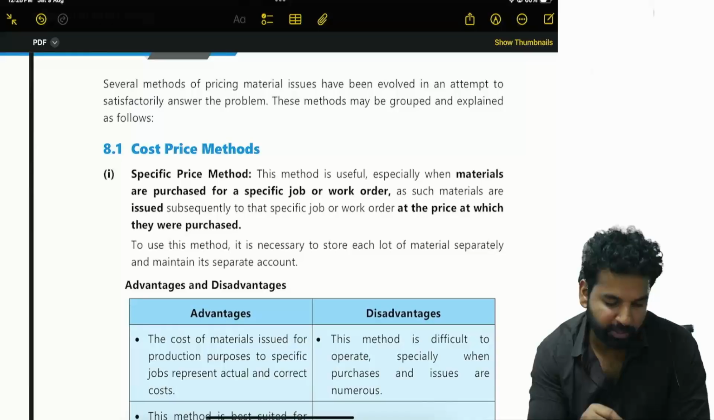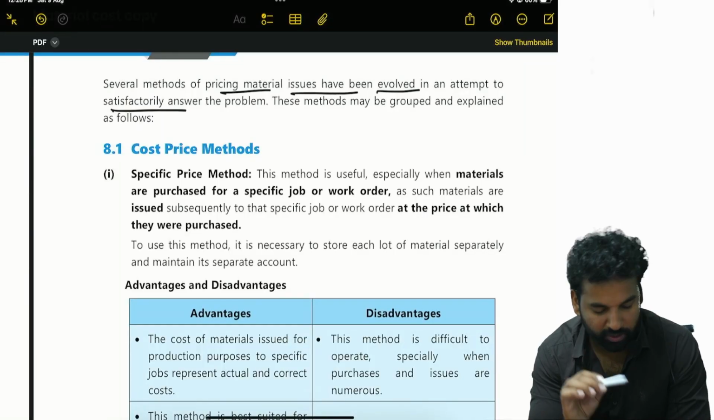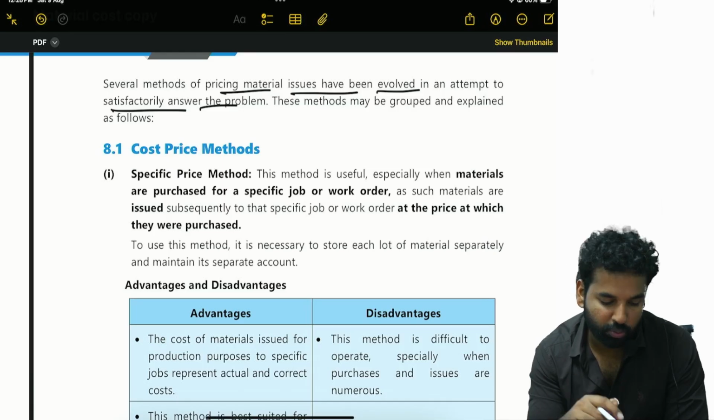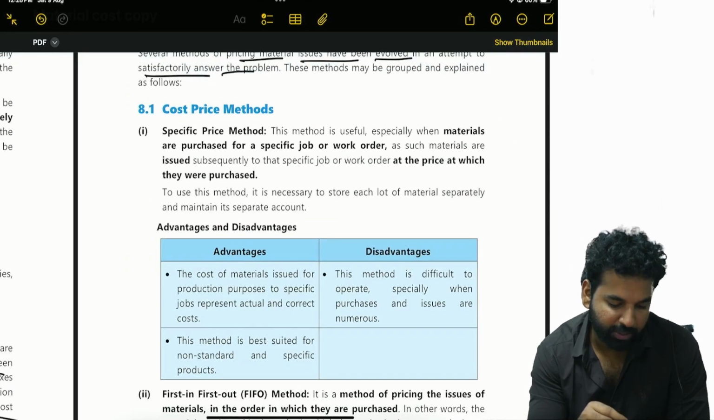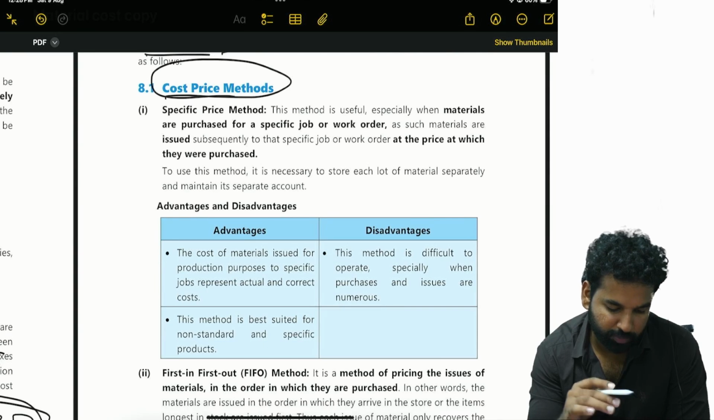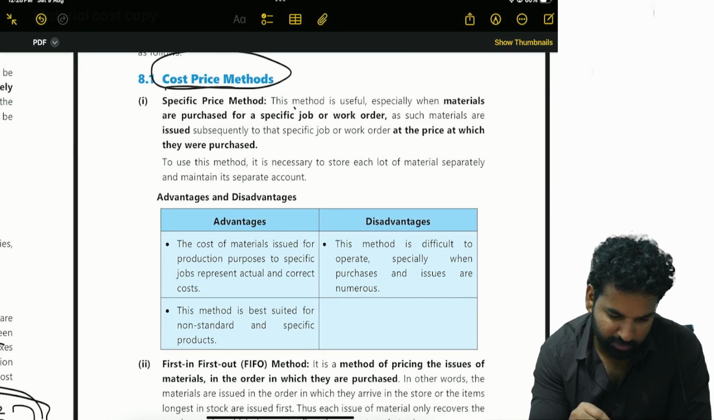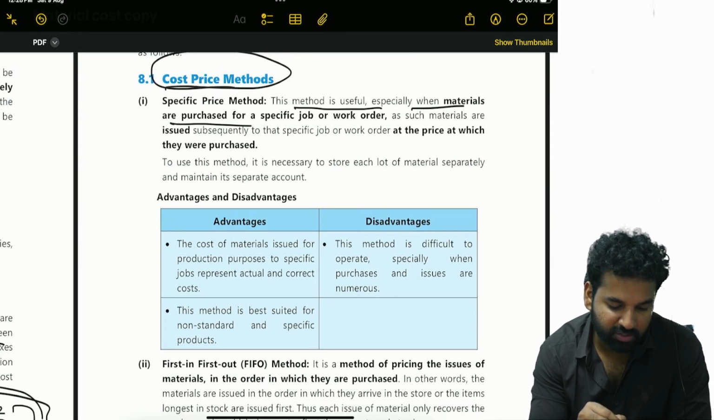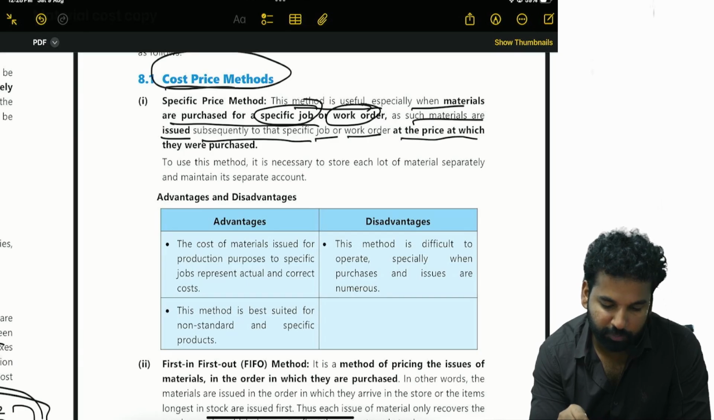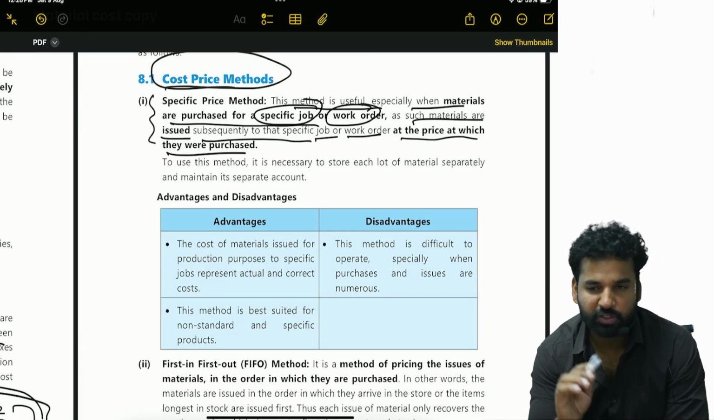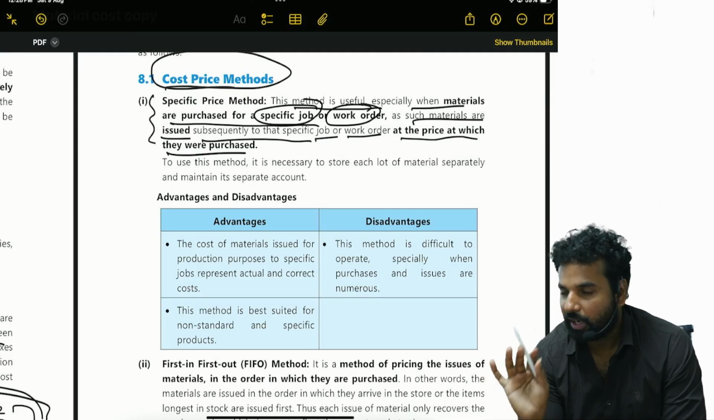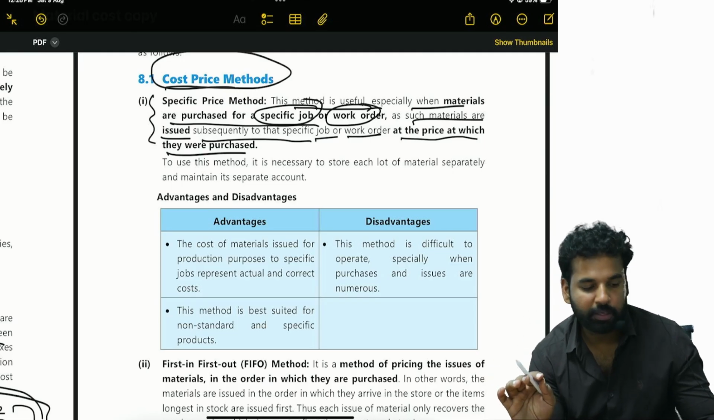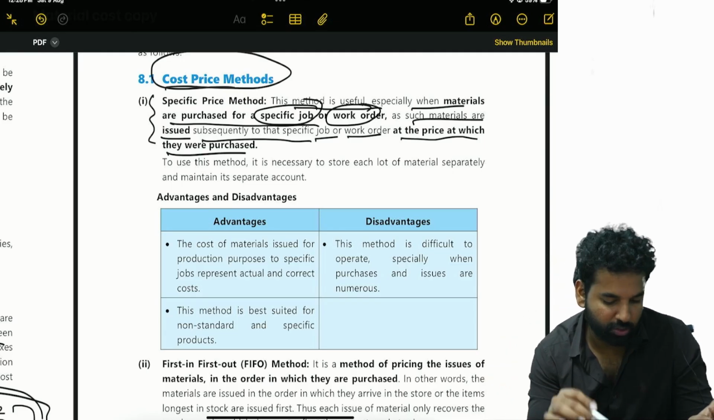Several methods of pricing material issues have been evolved in an attempt to satisfactorily answer the problem. These methods may be grouped and classified as follows. Cost price method: this method is useful especially when materials are purchased for a specific job or work order. As such, materials are issued to that specific job or work at the price at which they were purchased. That means it is nothing but the purchase price. At what price you are purchasing, that price only you have to take. That is the cost price.